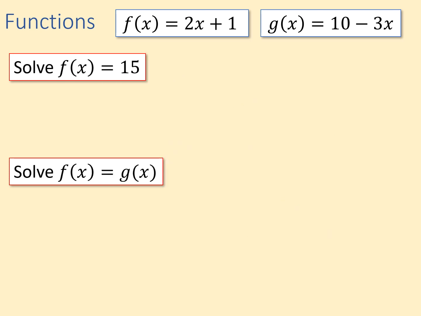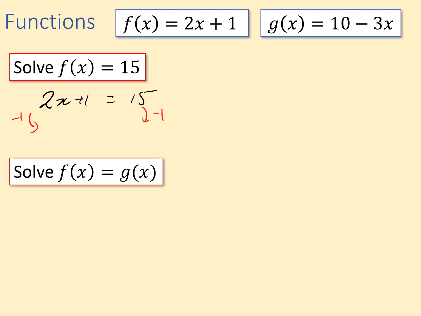Okay, we can now solve some equations using this. So the first task is, so we've got the same f and g at the top. I would need to solve, when is this function equal to 15? So when is the f of x equal to 15? So what input do I need to have to get 15 as my output? So what we're going to do on the left hand side, instead of writing the f of x, we're going to write down what the f of x is. That's 2x plus 1 equals 15. And now we've got a two-step linear equation that we can solve. And we do that by subtracting 1 from both sides.